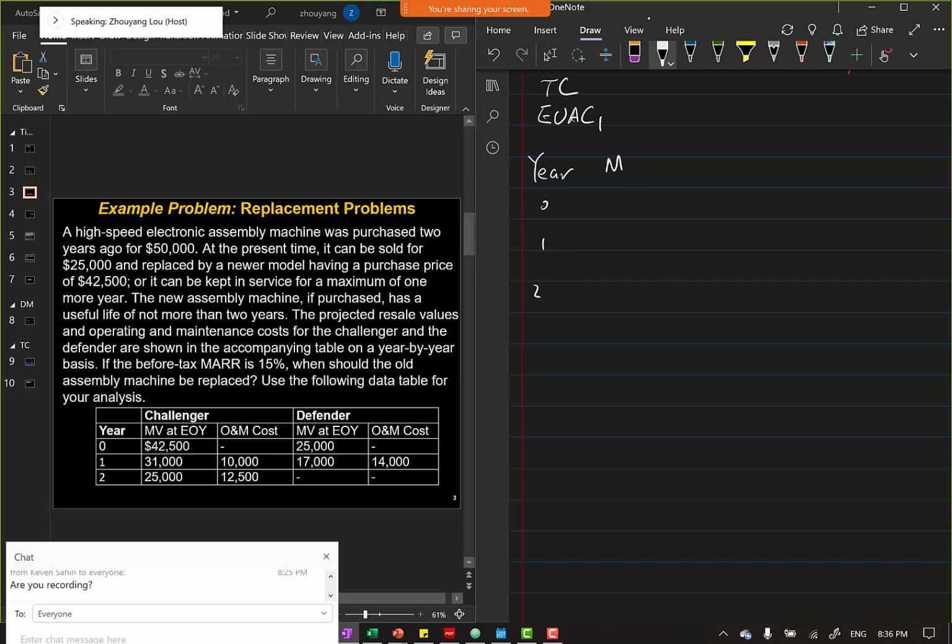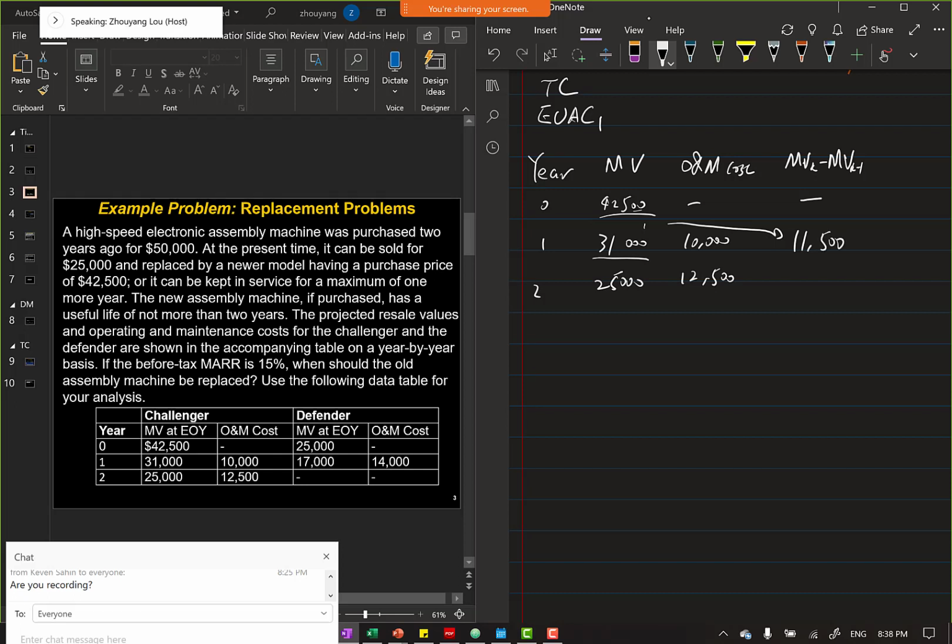So year 0, 1, 2, we have market value at year 0 of 42,500, then 31,025, and operation and management cost of 10,000 and 12,500. And then we have another column, which should be MV_k minus MV_(k-1). We can call that a losing market value. So we don't have that for year 0, for the first year. So we just take the difference of the market value of year 0 and market value at year 1. So use this guy minus this guy.